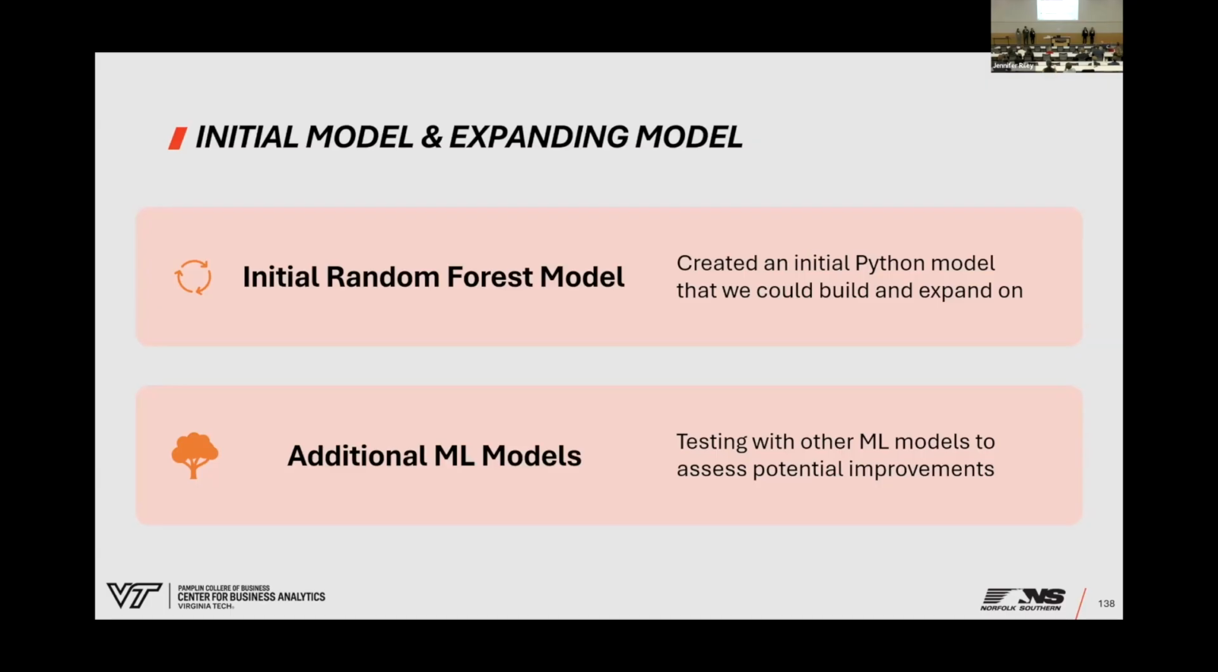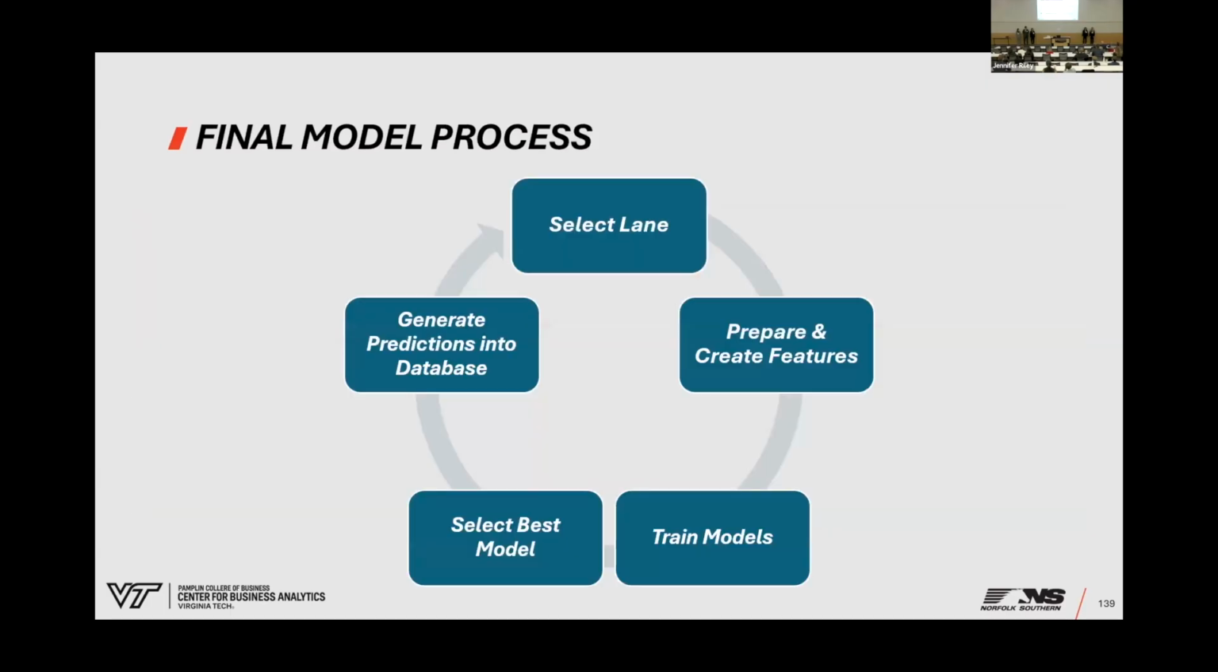This now leads us into our final process for our model. This process acts as a cycle. To start, it selects a singular lane, and then it will create and prepare key features. Some of these key features include a training and validation split of the data and a rolling average of our network metrics along with its original network metrics.